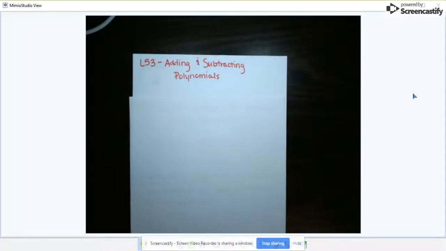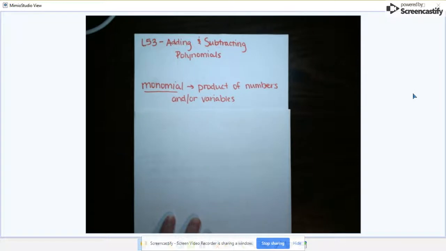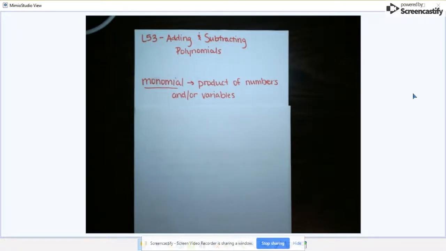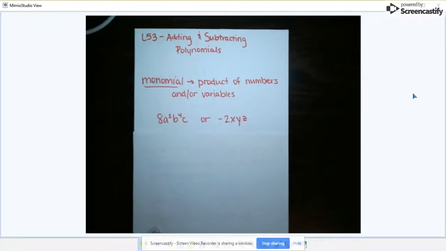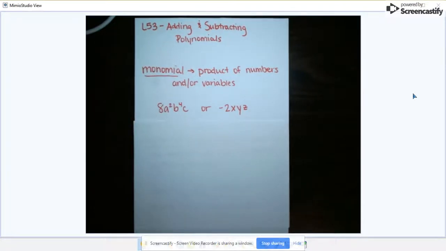Hey guys, we're going to look at adding and subtracting polynomials, but before we can add or subtract, we're going to start talking about a monomial first, and then we're going to get into what a degree of a monomial looks like. So a monomial is just going to take numbers and variables and multiply them together. So it could look something like this. We could have just two variables, we might have one variable, or we could have more than three variables.